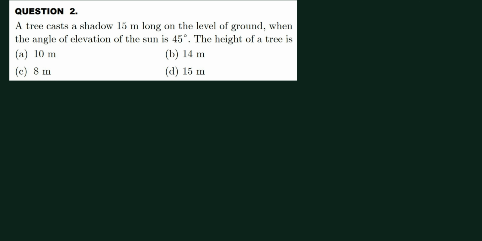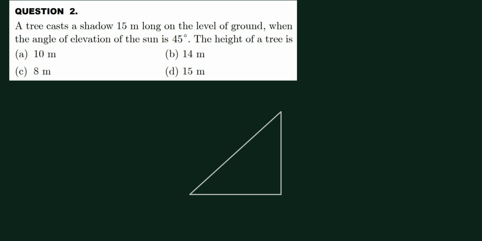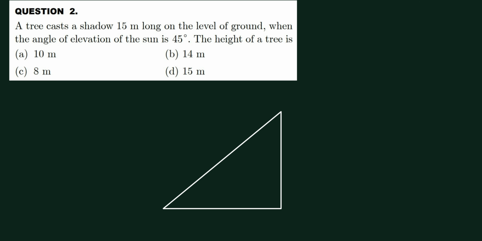A tree casts a shadow 15-meter long on the level of ground. When the angle of elevation of the sun is 45 degrees, the height of the tree is. So draw the right angle triangle. Let us say this is the tree height. This is the height of the tree. Let us say this is H. Let us say AB is the height of the tree and AC is the shadow of the tree.